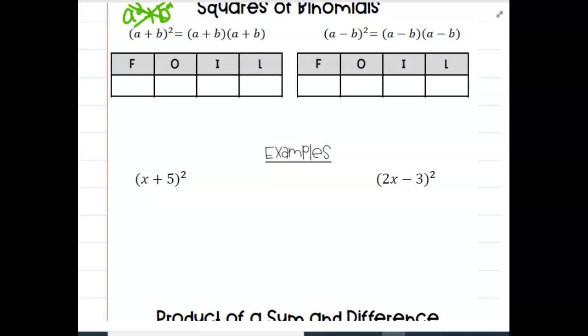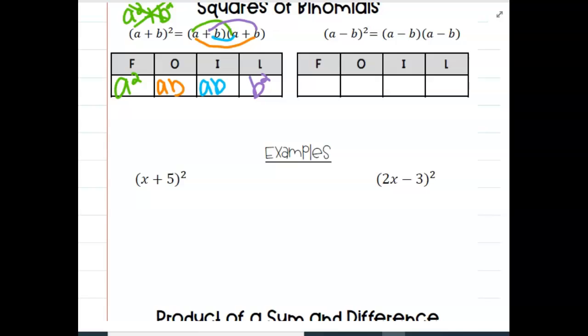Okay? So if we do the F, you're going to take a times a. Okay? A times a is a squared. You're going to do the O, which is going to be a times b, which is ab. You're going to do the I, which is b times a, which kind of like we did down below. Let's just swap it around so it looks like an ab, kind of like the O. And then the L is going to be b times b, which is b squared.